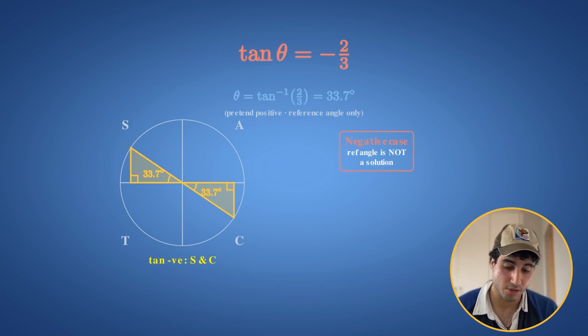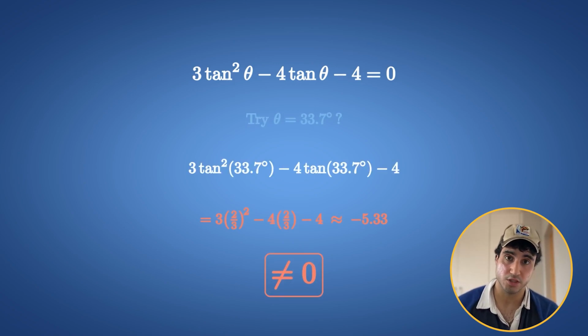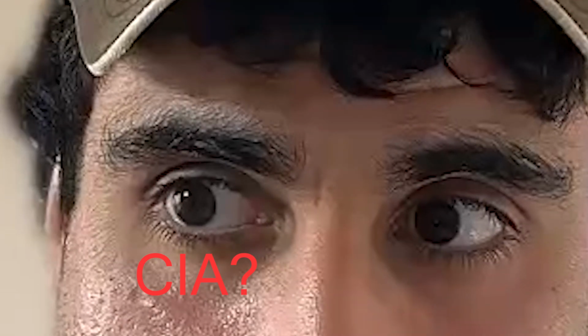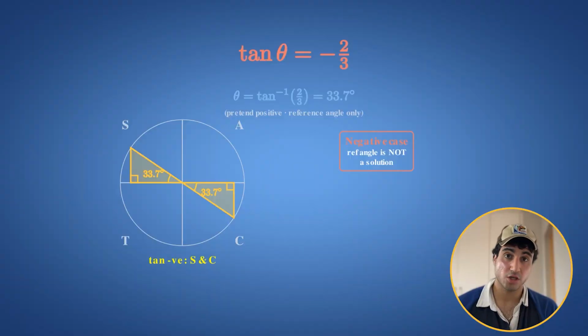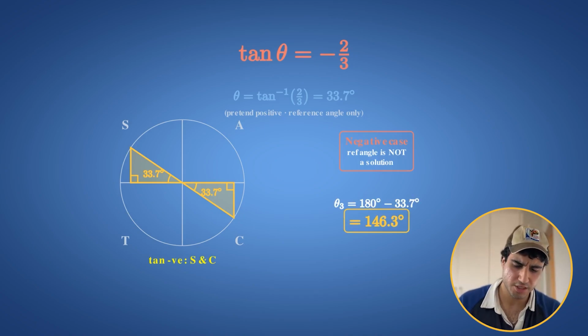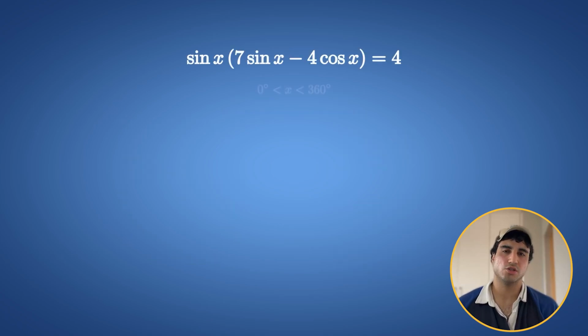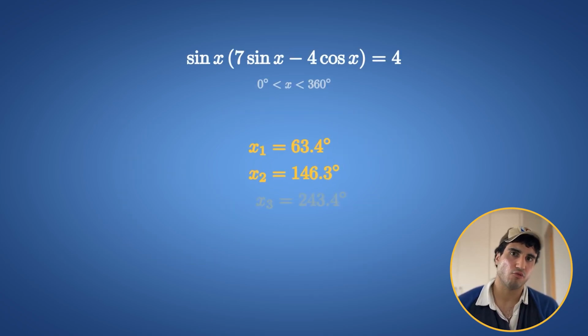And it's not going to be a solution because if you plug that into the original equation, you're not going to get the answer you want, which is 0. So what you want to do here is subtract that 33.7 from 180. As you can see, because we lie in the S quadrant, we subtract it from 180, so we get 146.3. Then in the other quadrant, we subtract it from 360, so we get 326.3. And these are all our possible solutions in the range of 0 to 360.